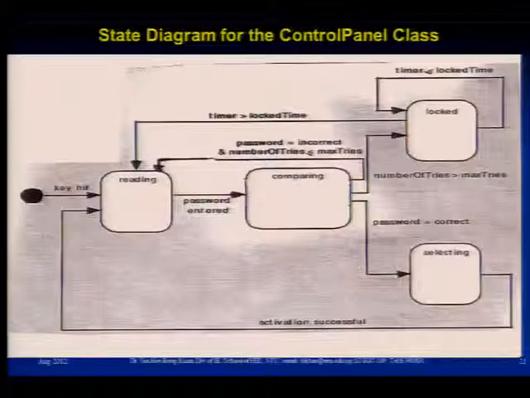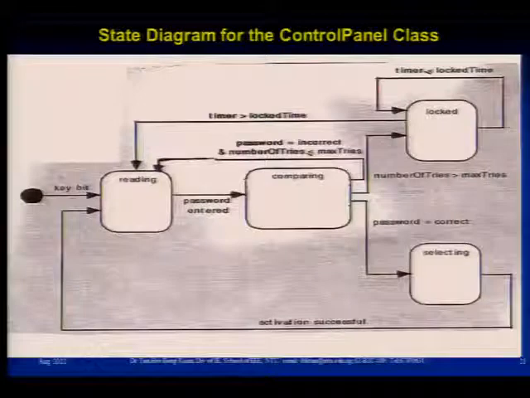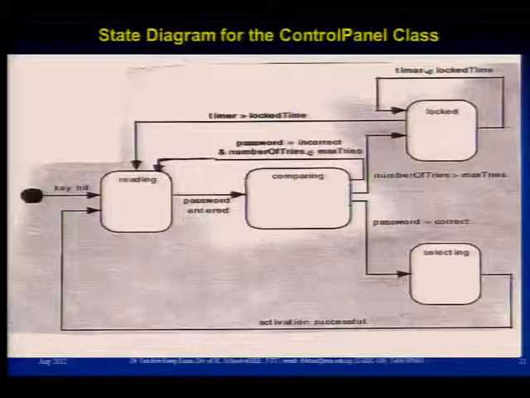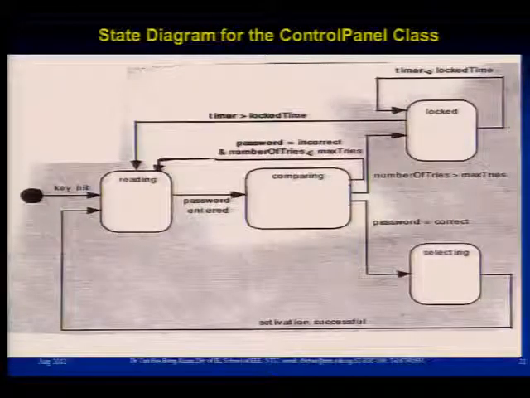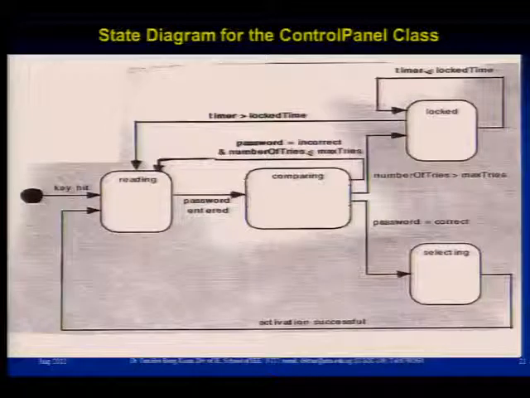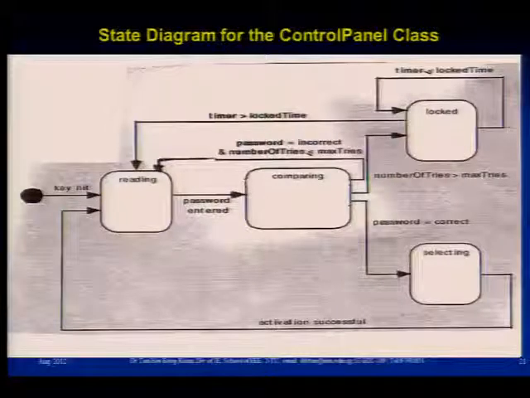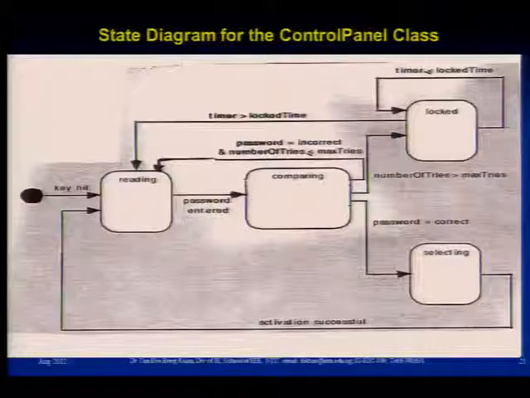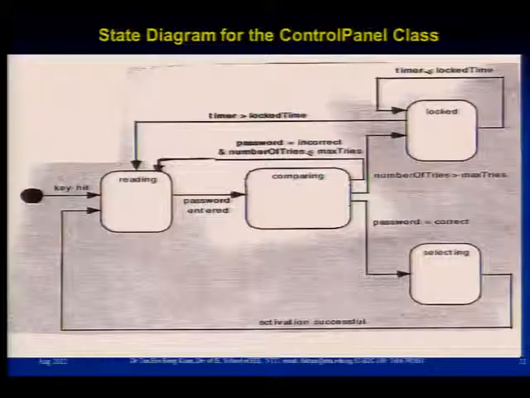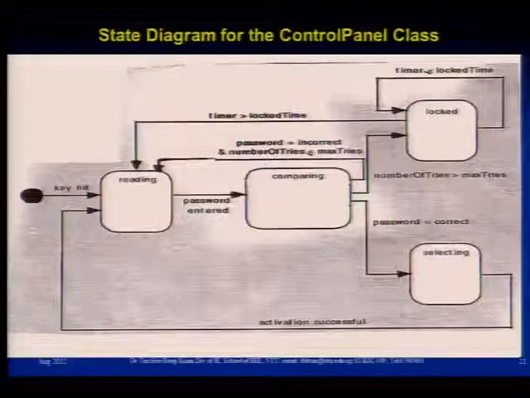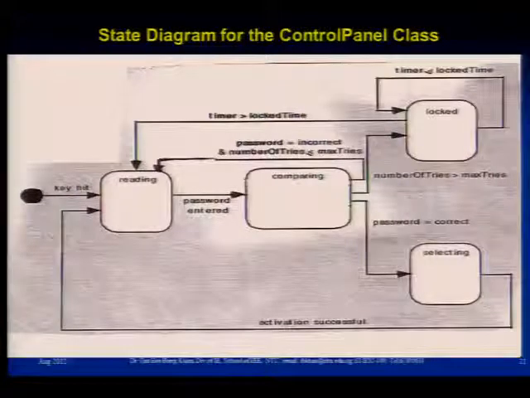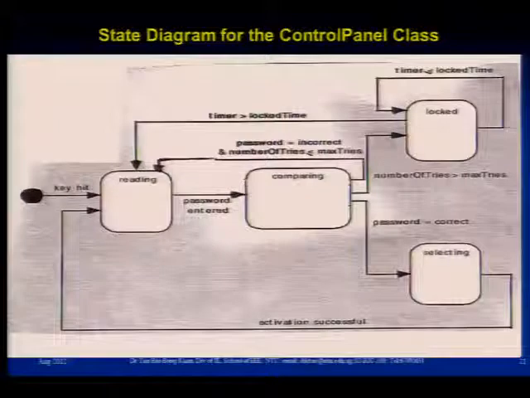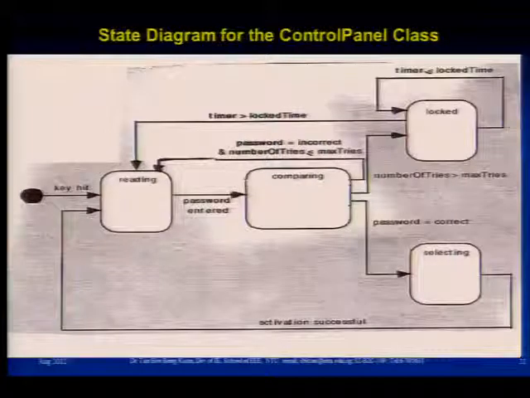So if the password is correct, you go to the selecting state. Then, if the number of tries exceeds the maximum number of tries, the control panel will lock by itself. Okay? Then, within the lock time, the control panel will transit back to the same state. Within the lock time, meaning within the first 5 minutes, every time you transit back to the same state, there is no way to change it. No way.